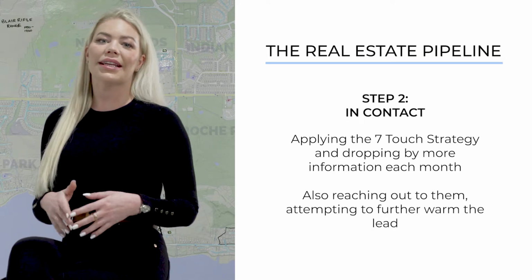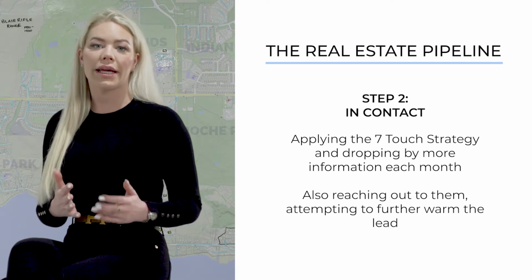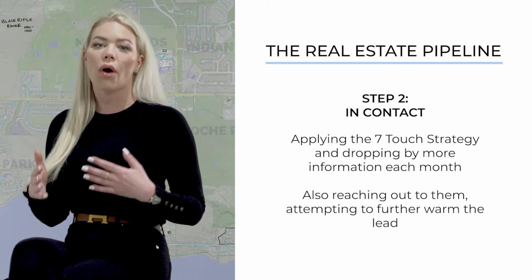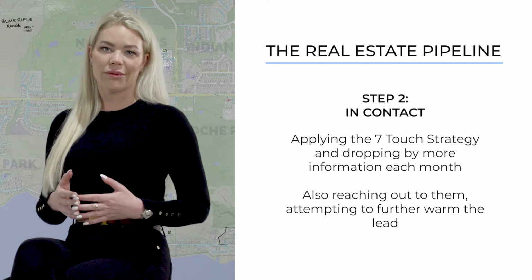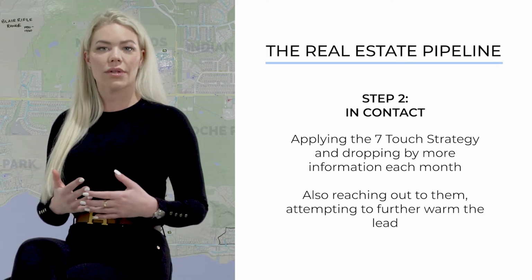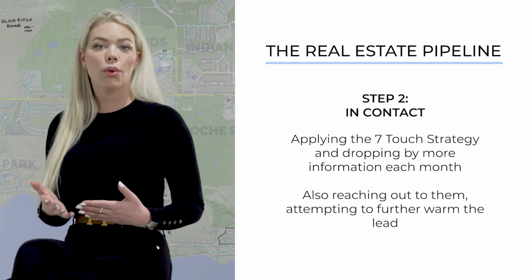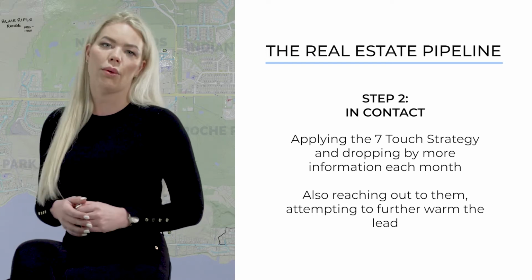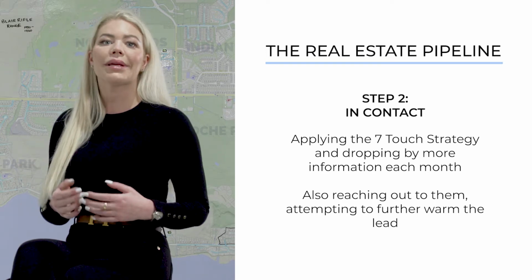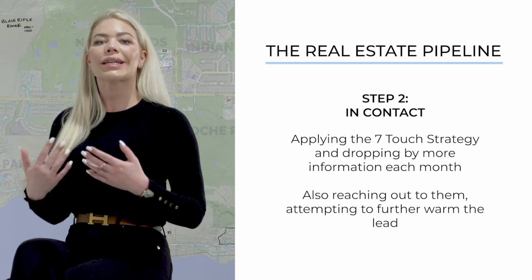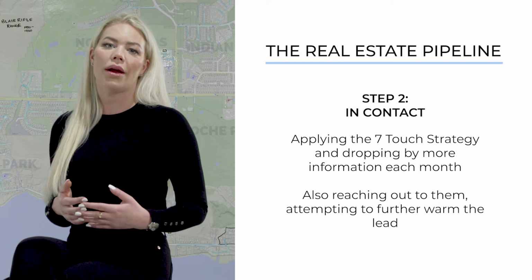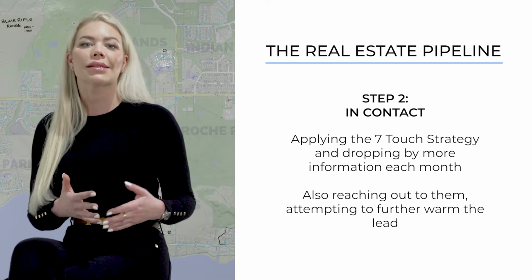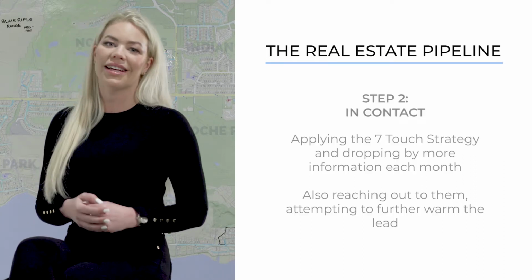In contact, this includes when you are applying the 7-touch strategy and dropping off more information each month. As you have their contact information, you are also reaching out to them, attempting to further warm this lead to move a sale forward. This is separate from getting the contact because you are continually expanding your pipeline by adding new leads to step 1, while nurturing your past leads here in step 2 of the pipeline.